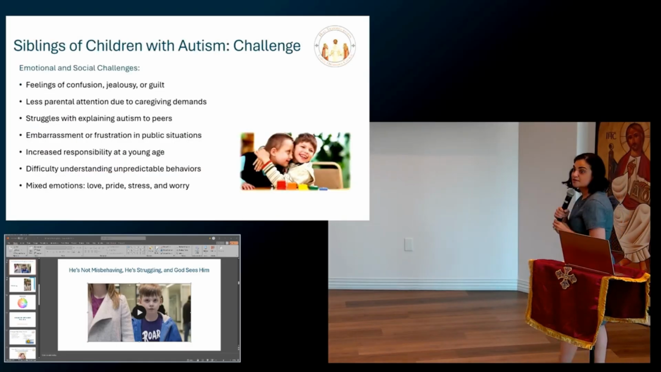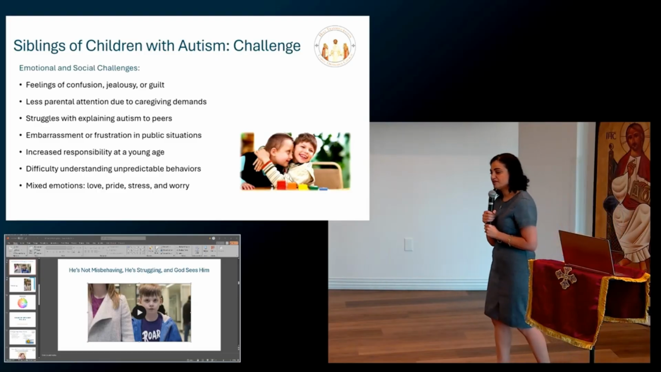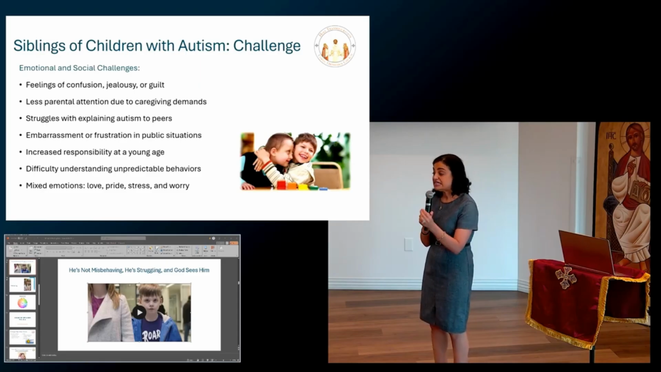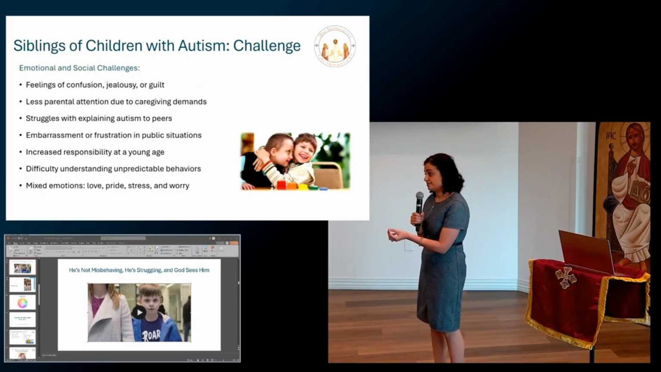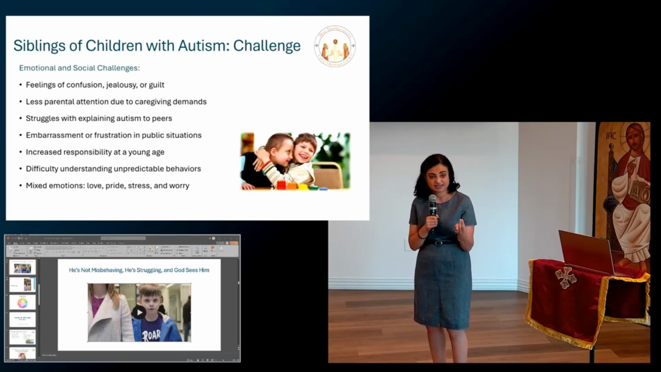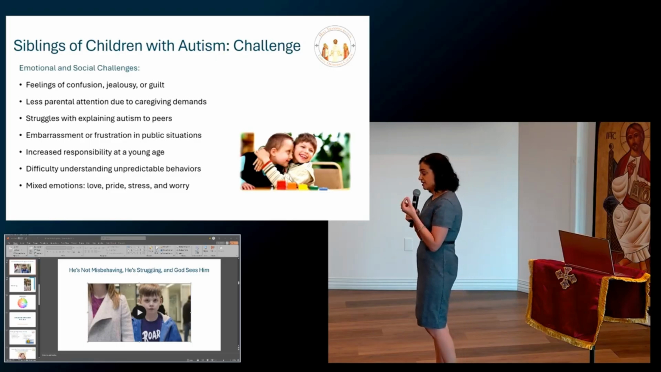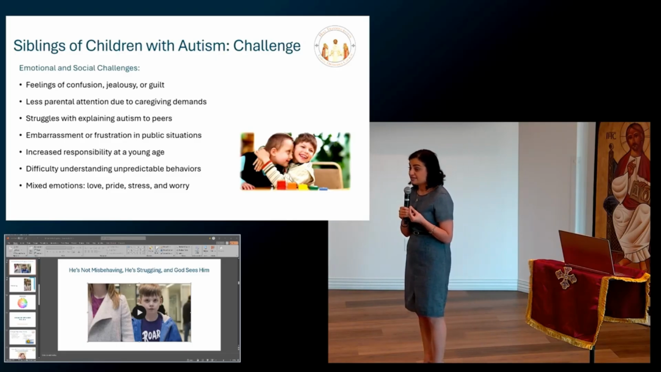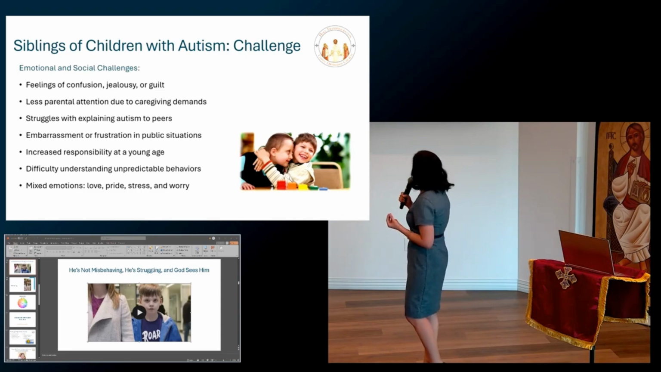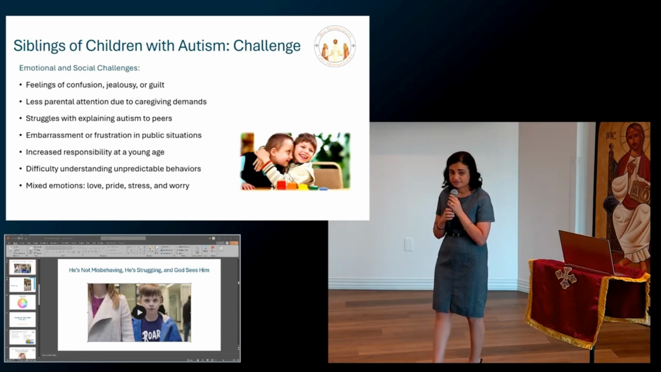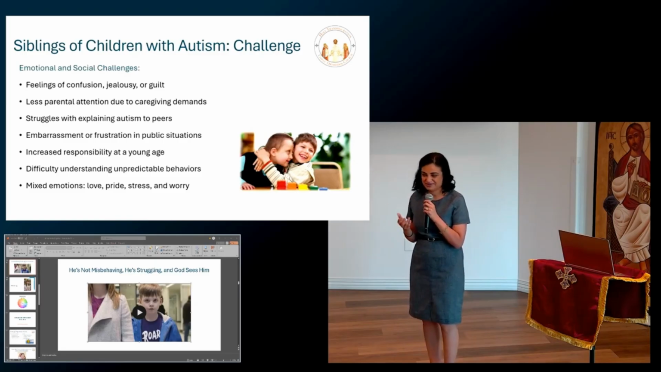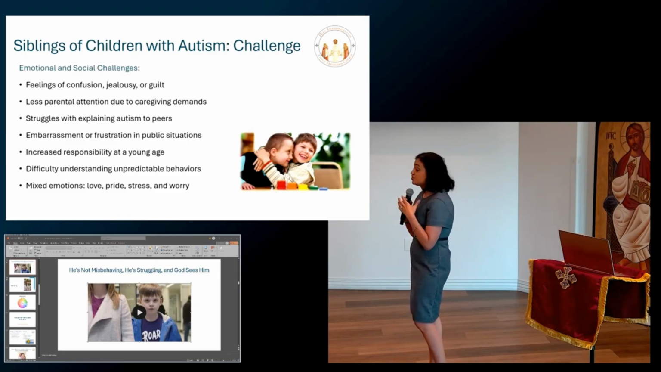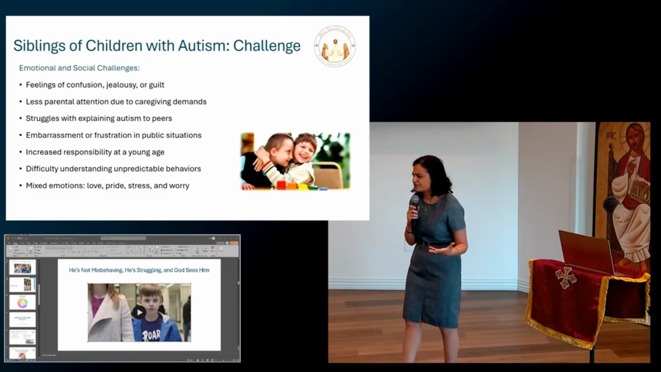Okay, siblings, something that nobody talks about. Siblings of kids with special needs need special attention. If you have a kid in your class who has a brother or sister on the spectrum, this kid needs your special attention. They feel confused. Parents feel confused. How about the kids? They feel jealous. Why does everything have to be for him?